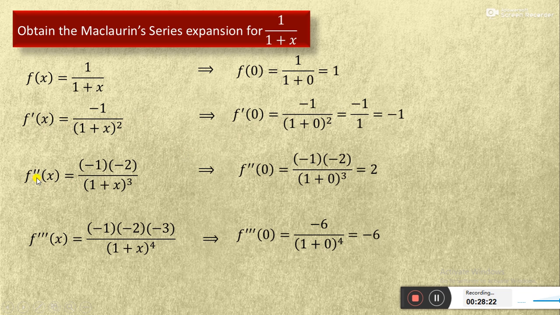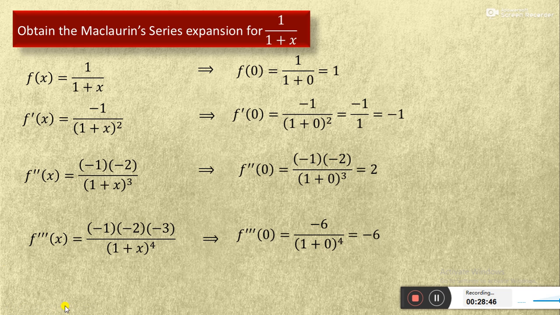Next I calculate f double dash of x, which means minus 1 minus 2 by 1 plus x whole cube. So from this I calculate f double dash of 0. I substitute x equal to 0 here, so minus 1 minus 2 by 1 cube. Minus 1 minus 2 means it is multiplied, minus 1 into minus 2, which is 2.